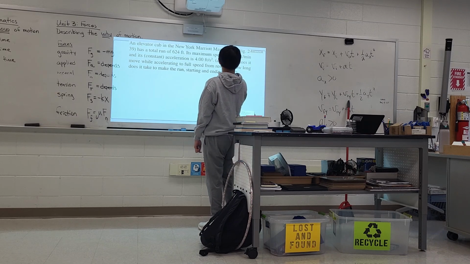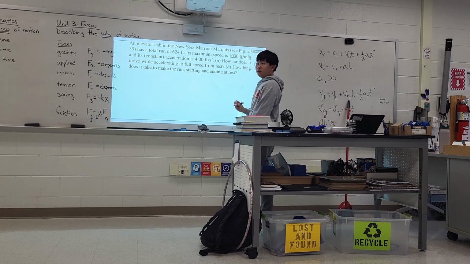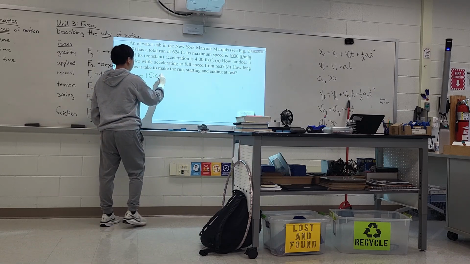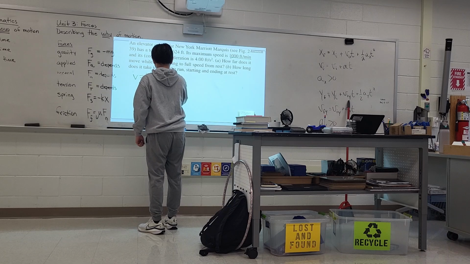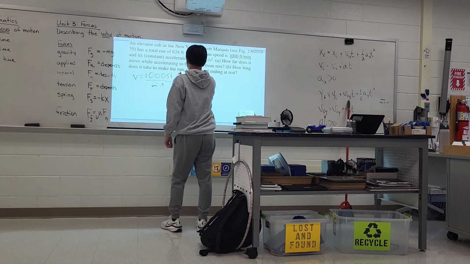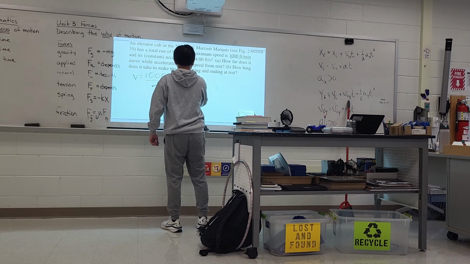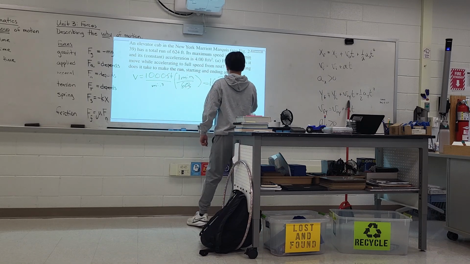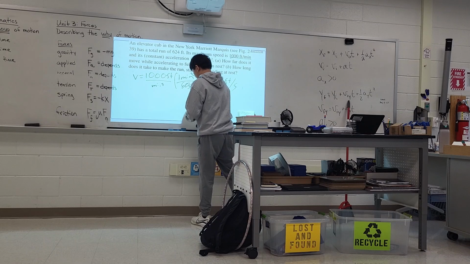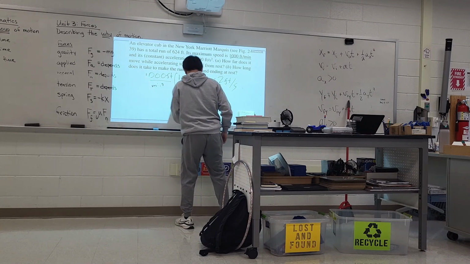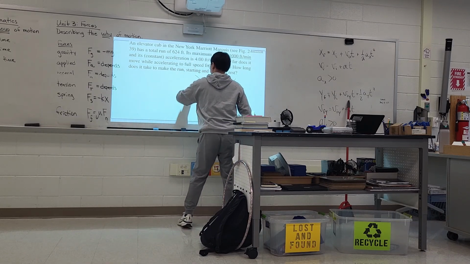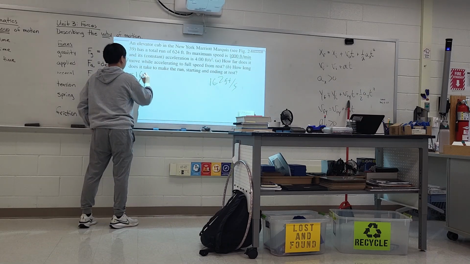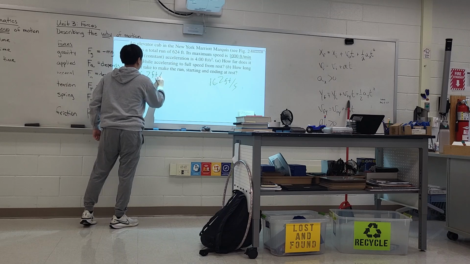We have to find the velocity. It says that it travels 1,000 feet per minute. So since the velocity is 1,000 feet per minute, it has to travel 1 minute, 60 seconds, equals 16.7 feet per second. So we know that the velocity equals 16.7 feet per second.